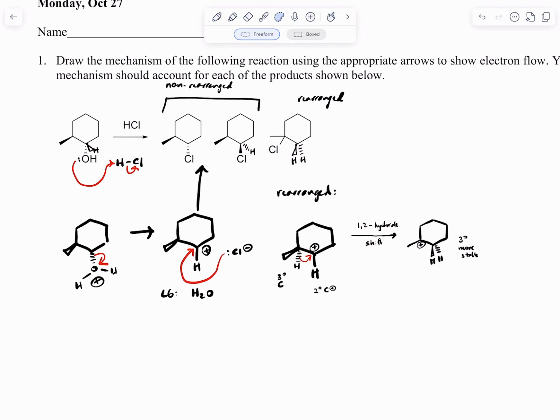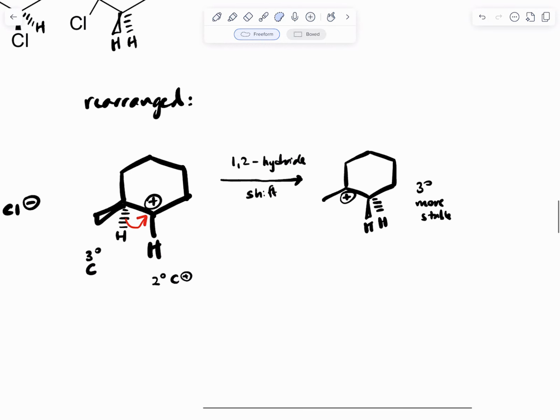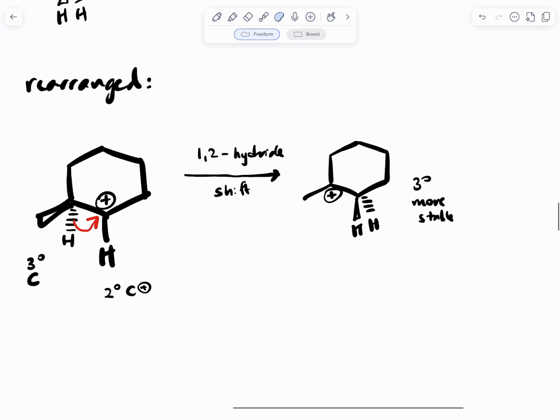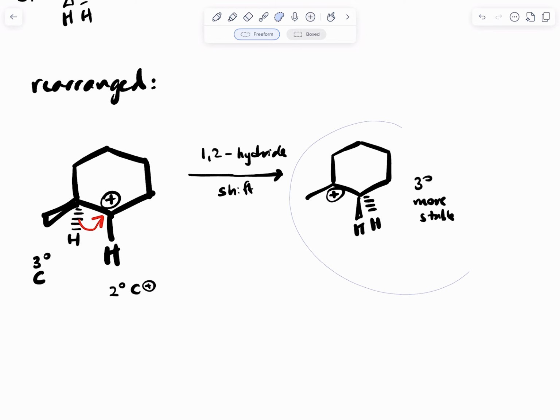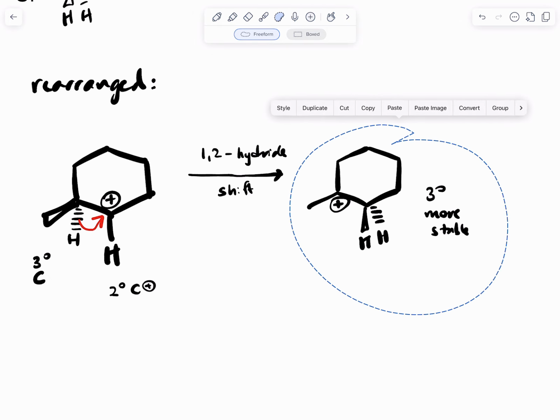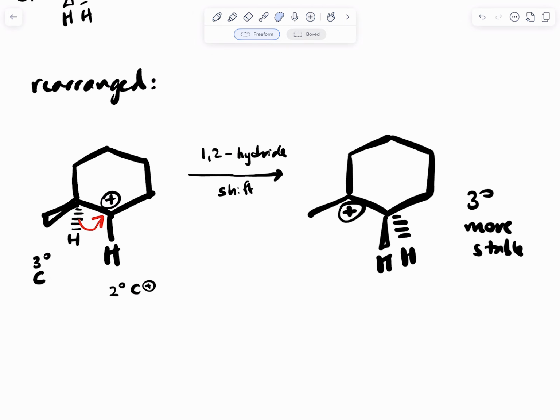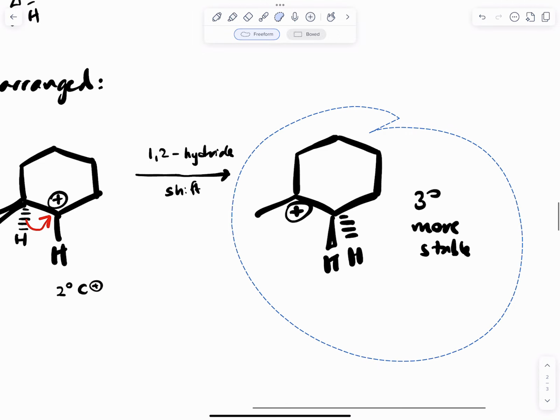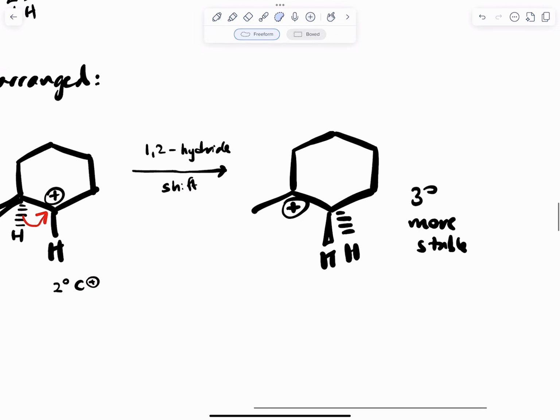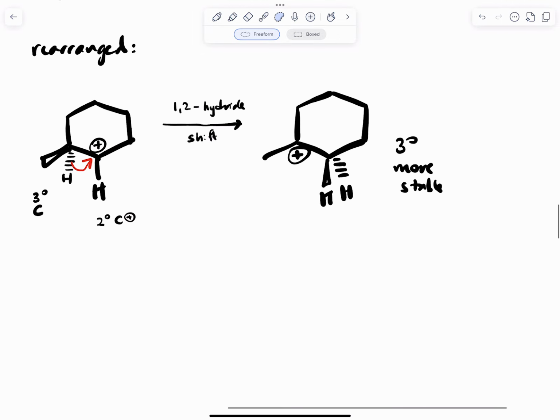Yeah? So the 1,2 hydride shift, that is more stable because having the methyl group on the carbocation is going to stabilize it more, like the inductive effect? Yes, we learned two things that make more substituted carbocations more stable.